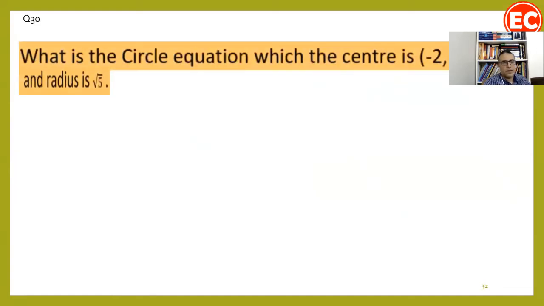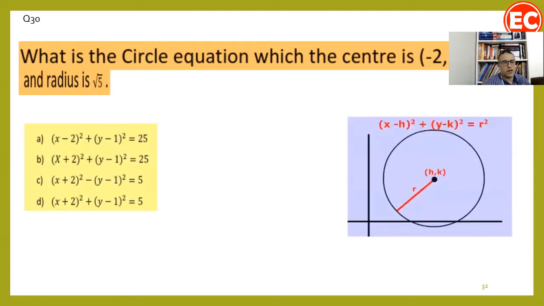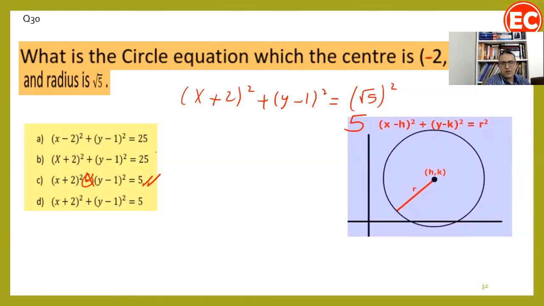Question 30. What is the circle equation whose center is (-2, 1) and whose radius is equal to √5? Whose radius is equal to what? To √5. So x minus h, this one is negative, so it becomes positive. (y minus 1) squared is equal to r squared, which is √5 squared. And √5 squared is 5. So the answer is C. Of course, the answer is not negative. And of course, it's not 25. So directly, I can say that its answer is D.